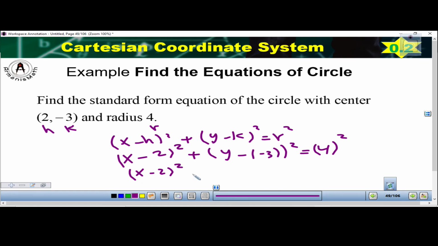Remember, you want it in the standard form. That's why I'm leaving it the way it is. Down the road, we're going to do something to that. But for now, that's the standard form: 16. This is the standard form of a circle centered at (2, -3) with a radius of 4.